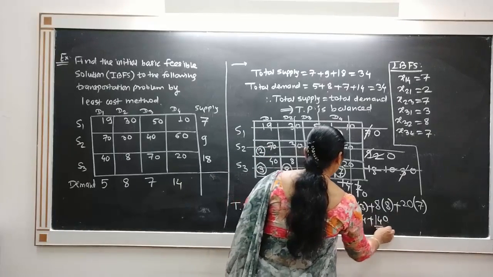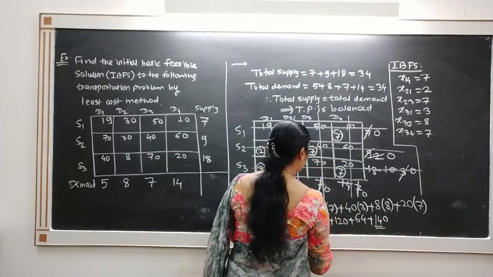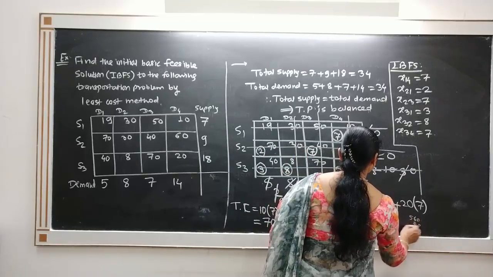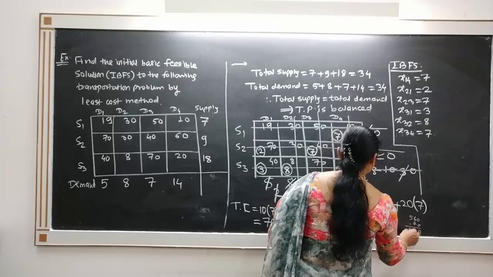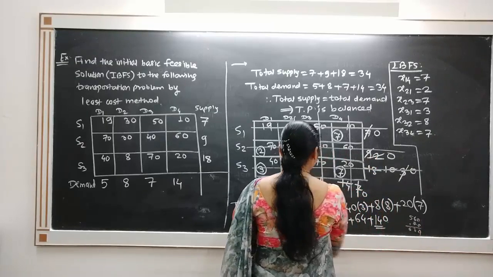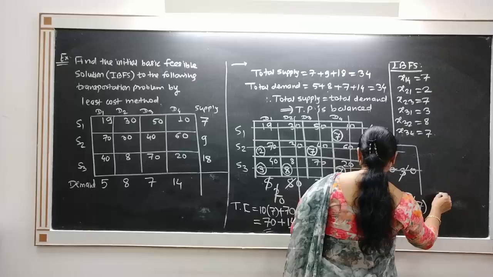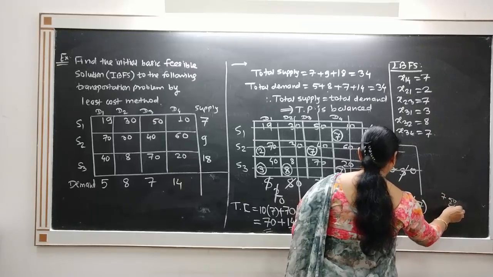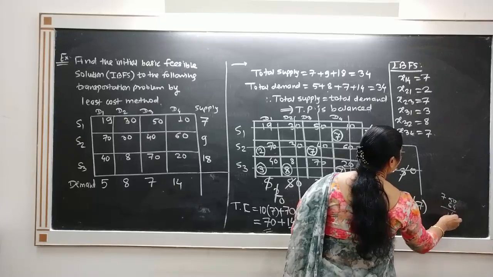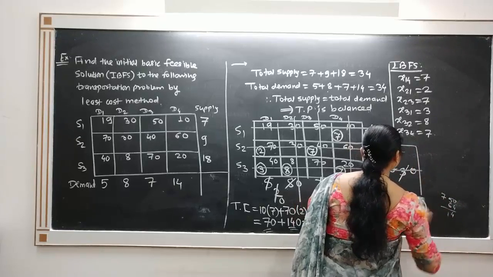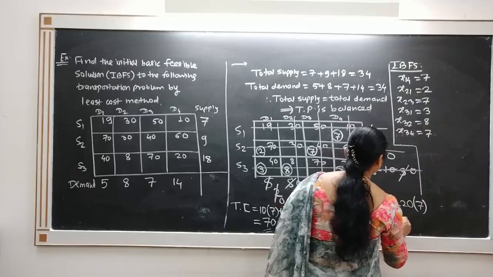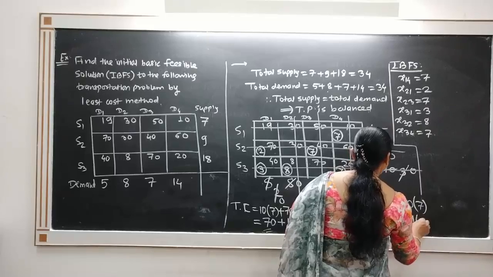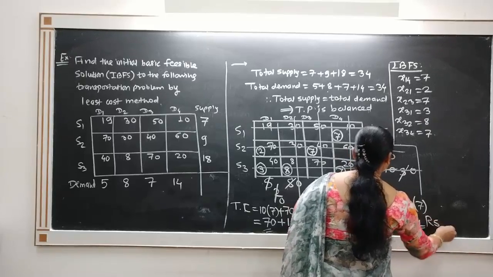140, 280 plus 280 is 560, 560 plus 70 is 630, 630 plus 120 is 750, and 750 plus 64 is 814. So the transportation cost comes to be 814 rupees.